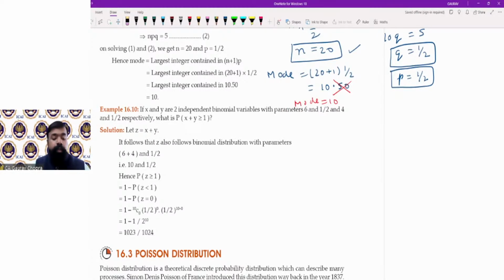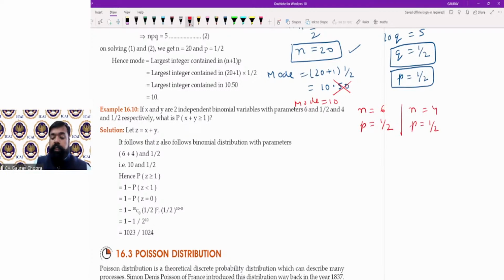Now, the 10th one. If X and Y are two independent binomial variables with parameters (6, 1/2) and (4, 1/2). So these are the two parameters. What are the two parameters? One is n, the other is p. So n is 6, p is half. On the other side, n is 4 and p is half.